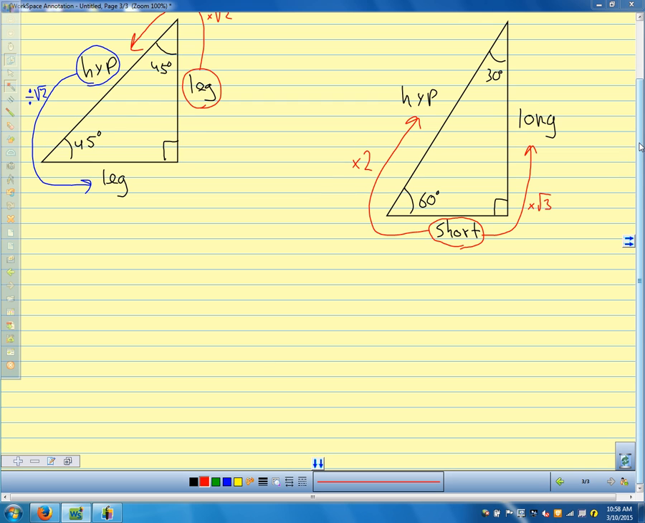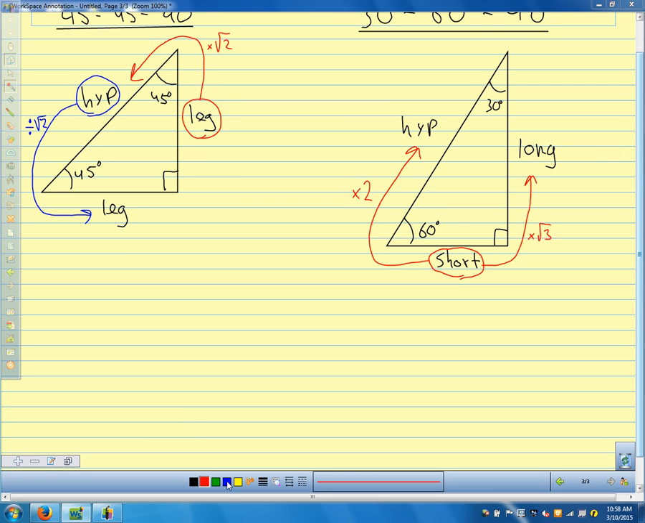And we'll do this all on the one picture, I think. To go from the hypotenuse to the short, so going the other direction, what's the opposite of multiplying by 2? Divide by 2. And to go from the long to the short, opposite of multiplying by the square root of 3? Divide by the square root of 3.